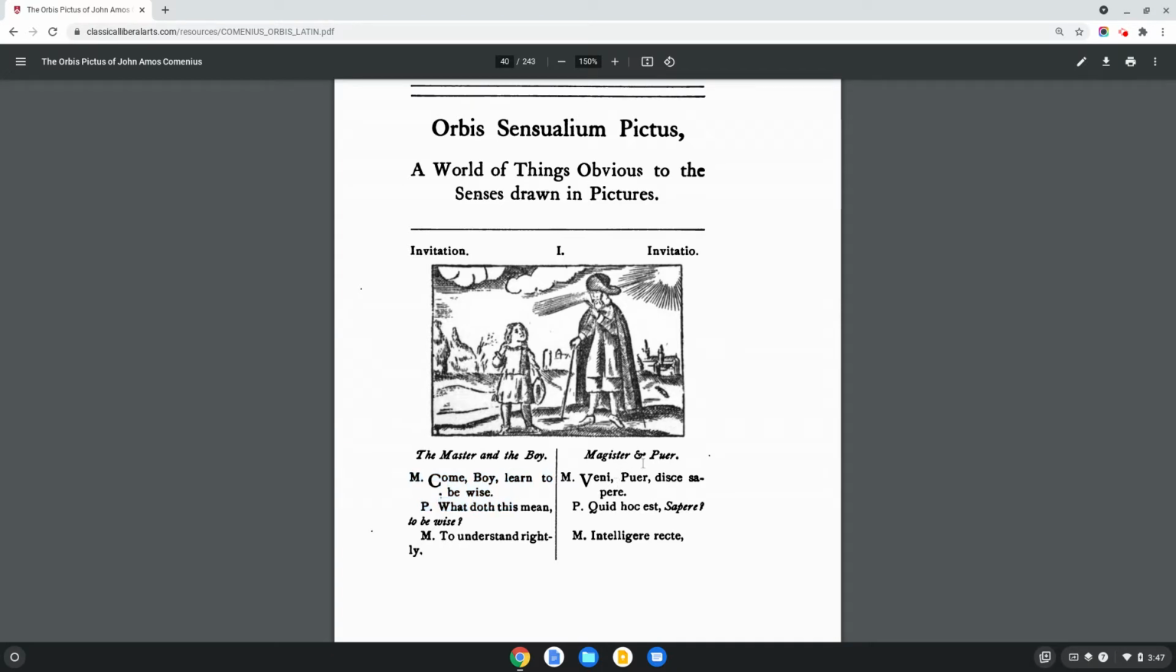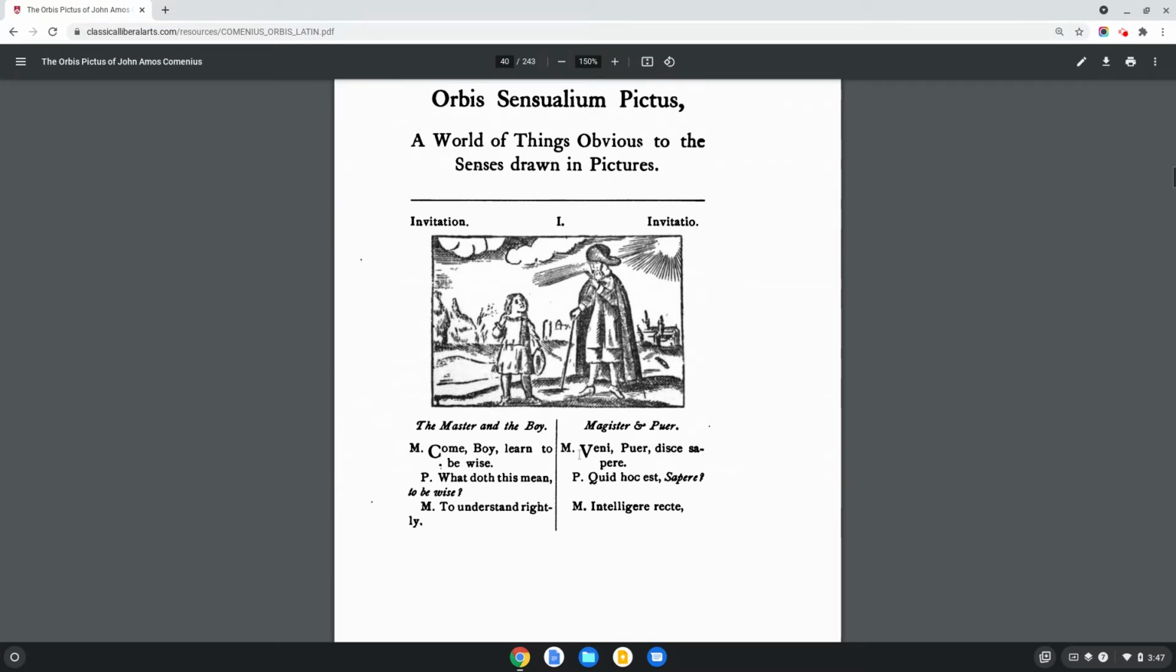So let's go ahead and walk through this first discussion in lesson 1, the discussion between the magister and the puer. The magister says, Veni, puer, dice sapere. This first word, veni, is a command. It translates into English as come. Veni, puer, come boy. Dice means learn. And sapere means to be wise. Veni puer, dice sapere. Come, boy, learn to be wise.